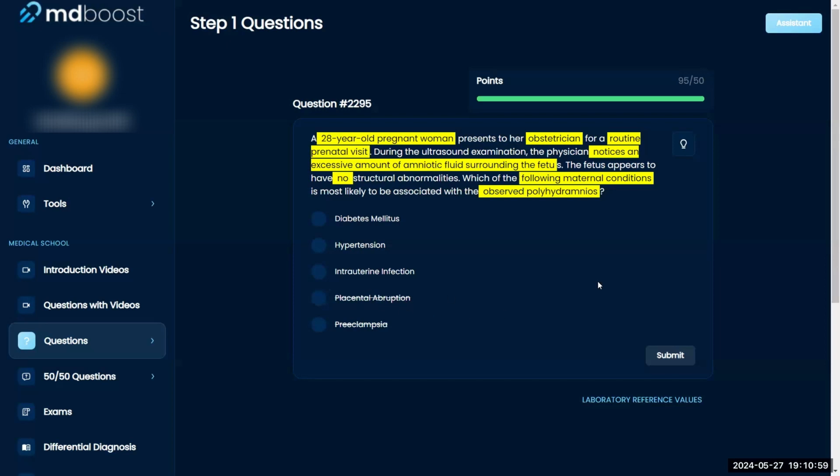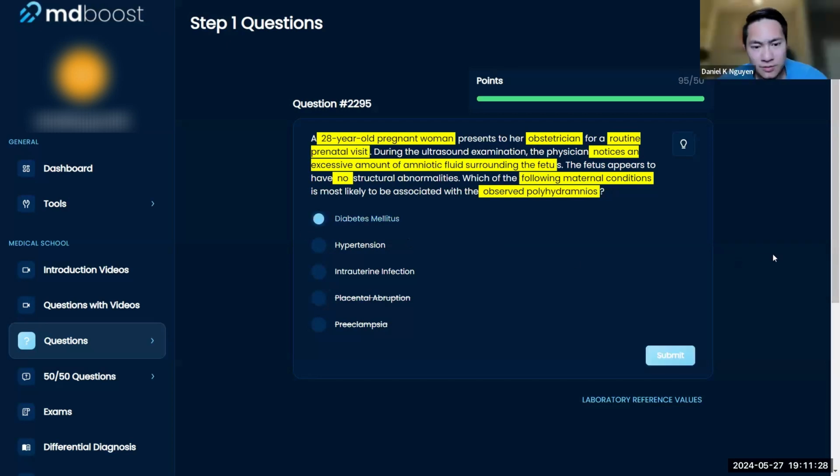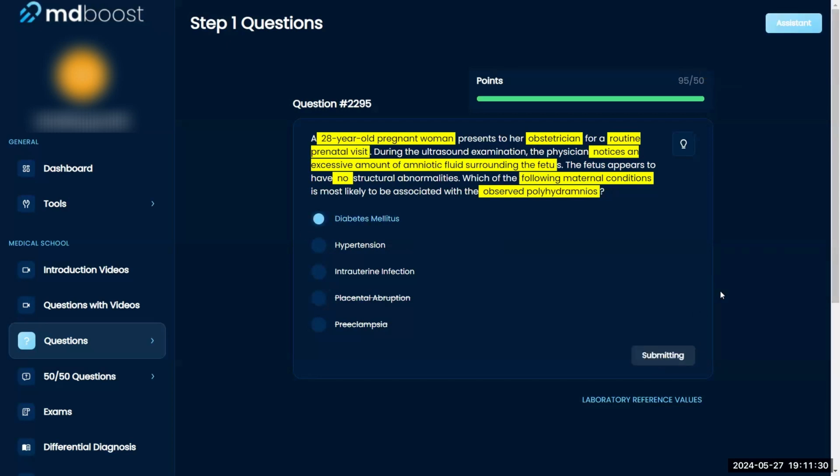Like they would have some type of bleeding there. Intrauterine infection, diabetes. I guess they don't say anything here about what she could have, just what basically causes polyhydramnios in an adult. Diabetes, hypertension, intrauterine infection. I don't know. I'm leaning towards diabetes. I actually have no idea why. I don't know this one. Okay, final answer.